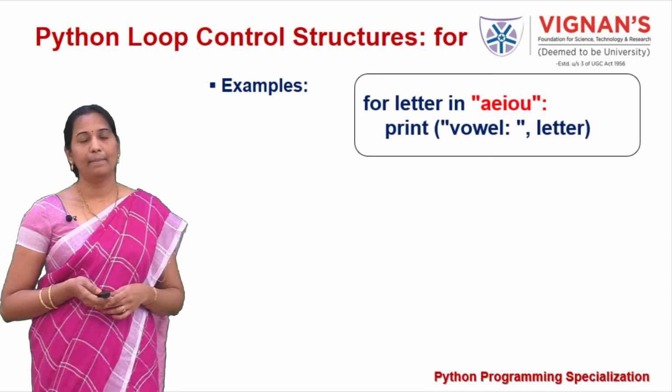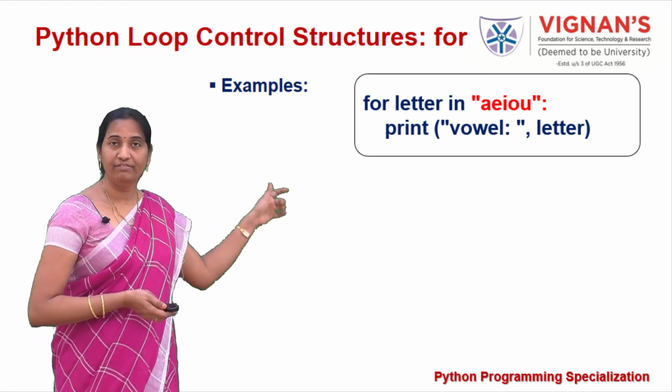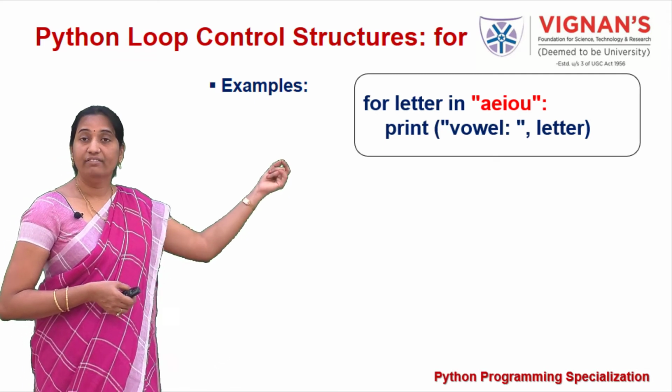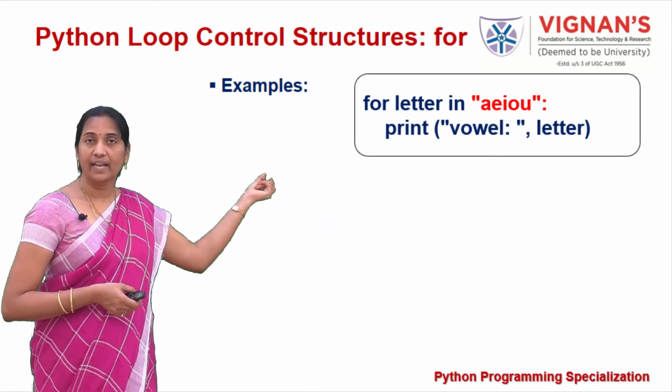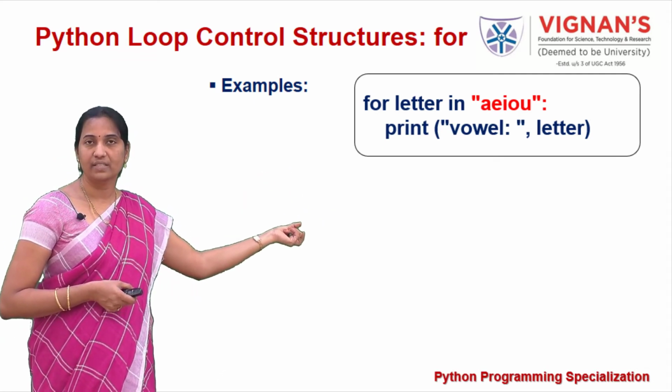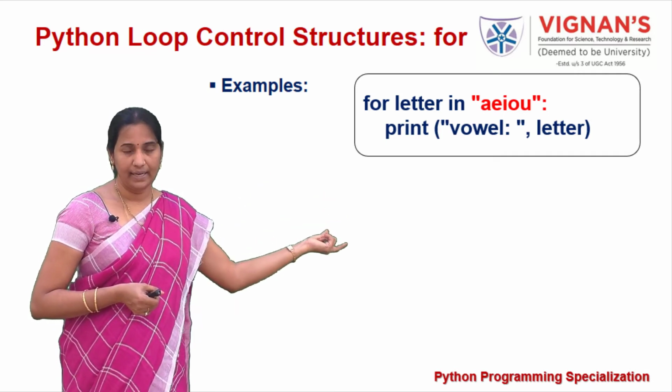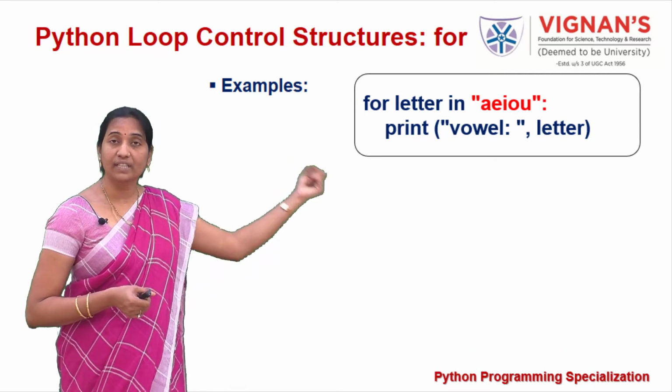So let's see an example. Here I am using a for loop with a string. What happens here is, with every character in that string, the statements inside the for loop are executed. Here as part of the for loop I am just displaying the variable letter, and letter gets one of the characters from the string.